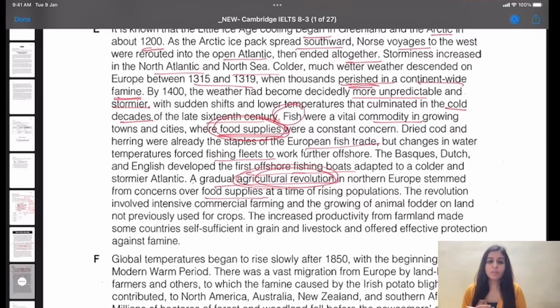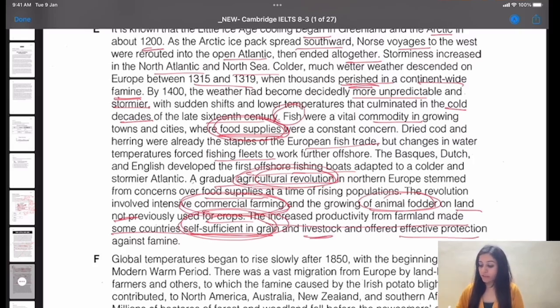The revolution involved intense commercial farming and growing of animal fodder on land not previously used for crops. The increased productivity from farmland made some countries self-sufficient in grains. So self-sufficient in grains is basically that they could protect themselves from famine. They were not dependent, or they were self-sufficient in grain and livestock and offered effective protection against famine.